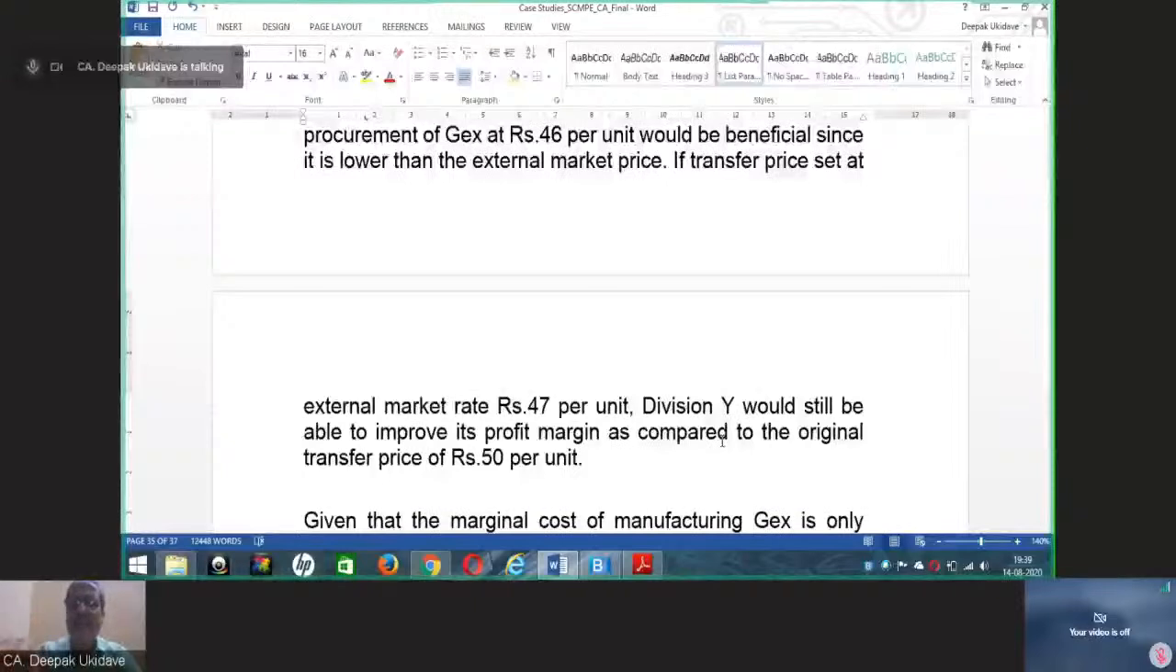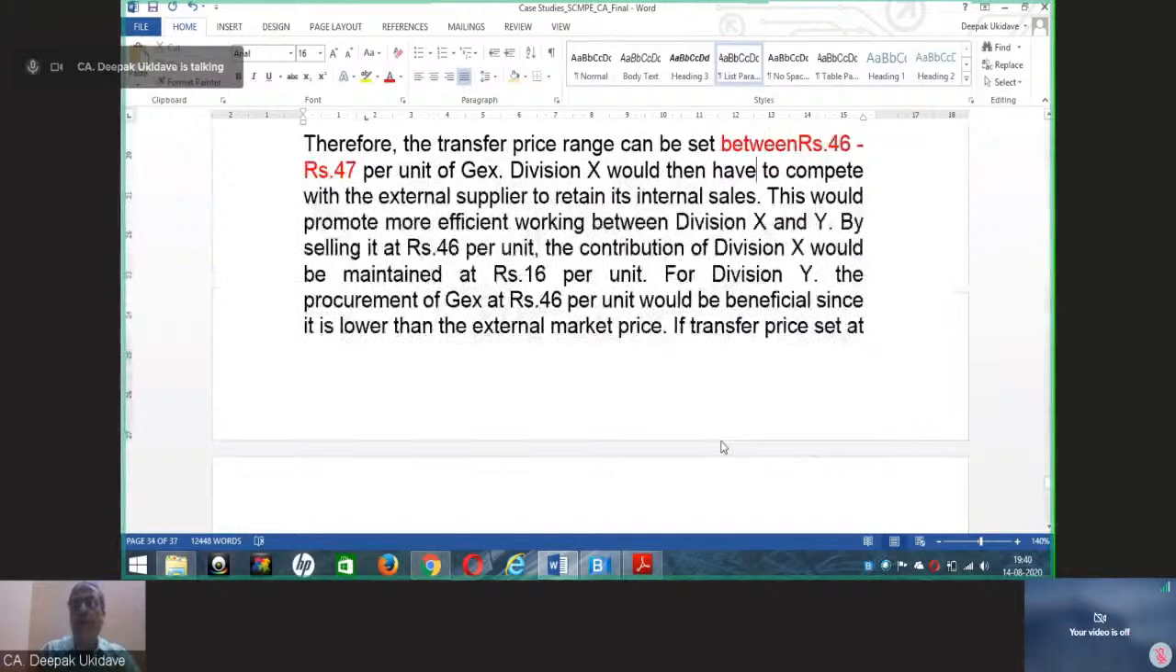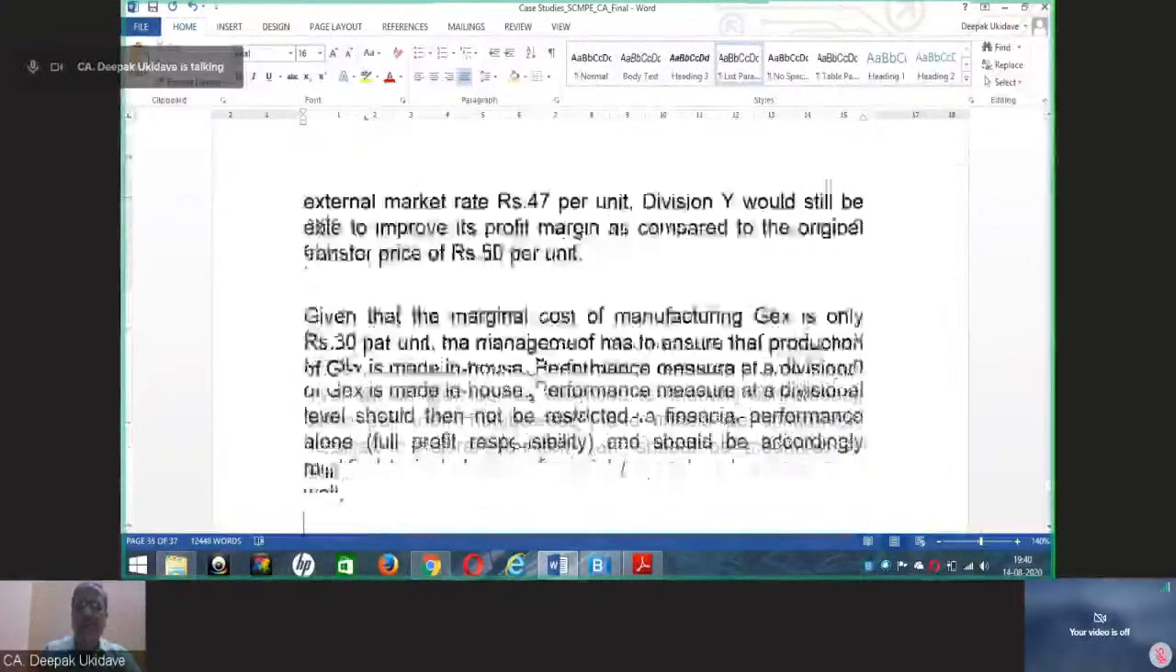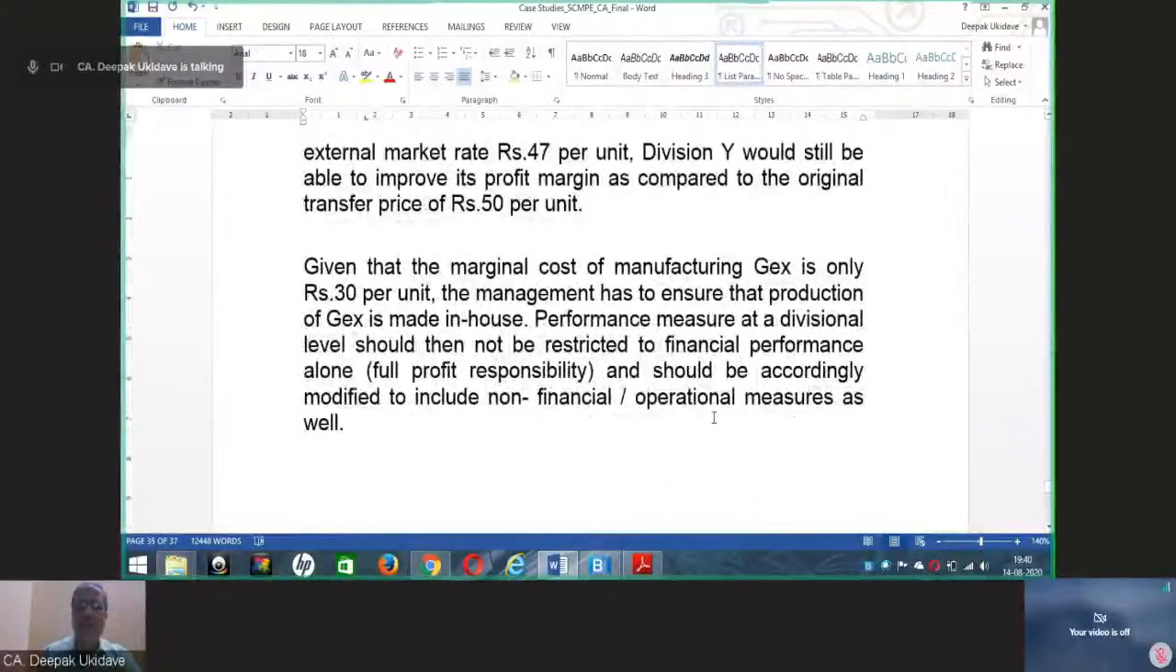But 47 or 46 doesn't make a difference for Y Limited. For Y Limited, still the profit margin will improve because the original transfer price is 50 rupees. So Division X is reducing from 50, and Division X at 46 will still make a contribution of 16 rupees. Yeah, 46 minus 30. Now marginal cost of manufacturing checks is only rupees 30 per unit.